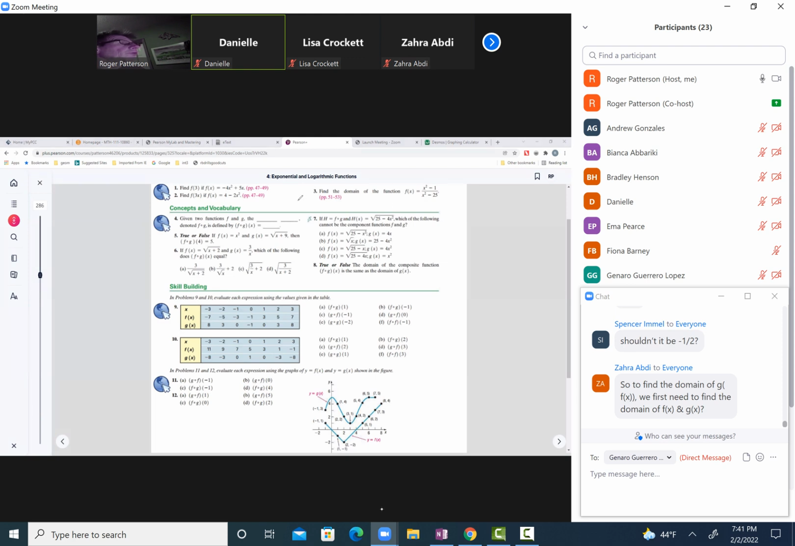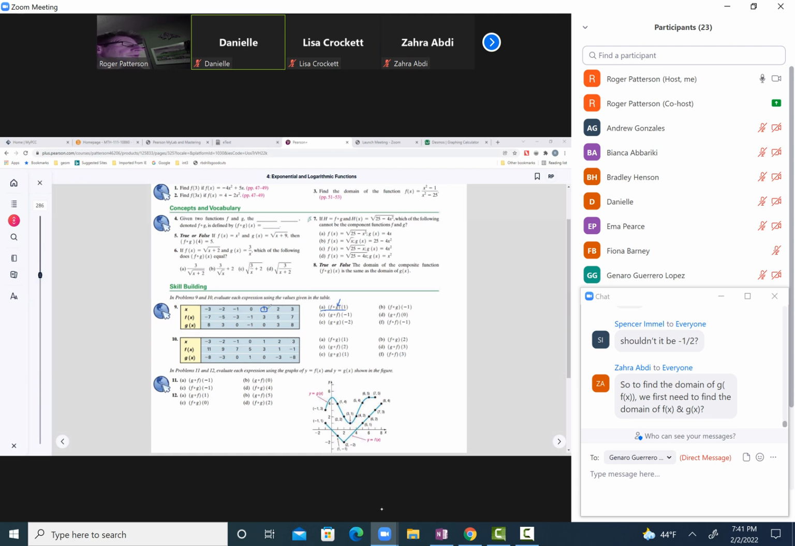I'm going to go with this little darker blue here. So we're going to use this table. We want to find f of g of 1. You start on the inside and you start at 1. So here is 1 right here. Now you go to the g function first because it's closest to the number.